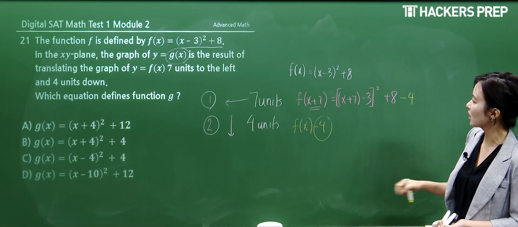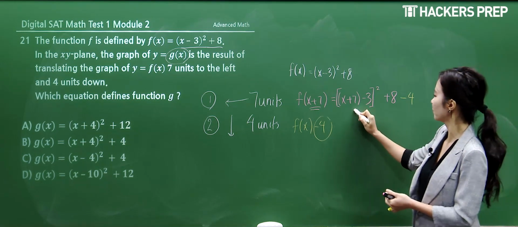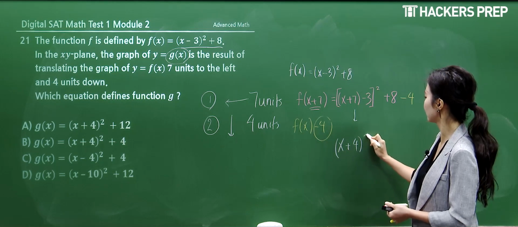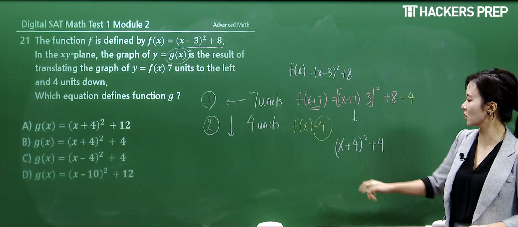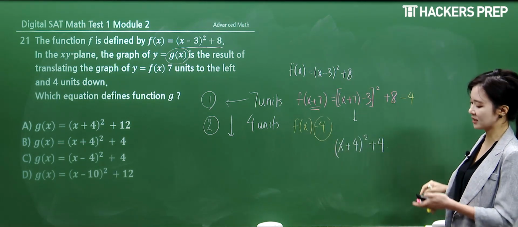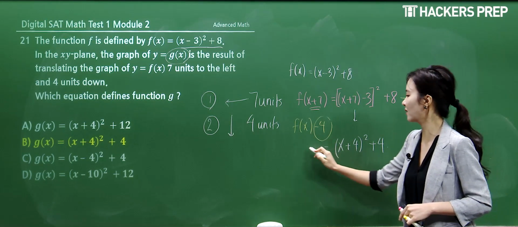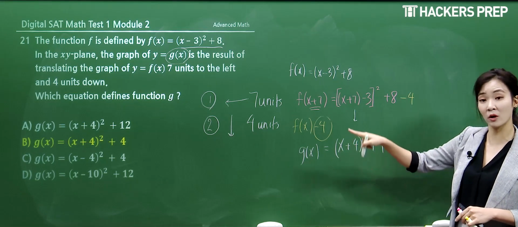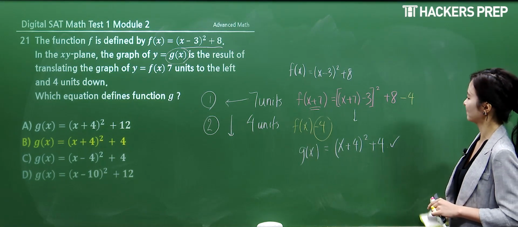So let's go ahead and take a look. Why don't we actually just simplify everything? And then once we combine the constants, it would just be this. So (x plus 4) squared plus 4 after going through all the translation. And so the answer is going to be B. And just let's not forget, this is a g of x, not f of x, right? The new graph. So (x plus 4) squared plus 4, check, and that is exactly correct.